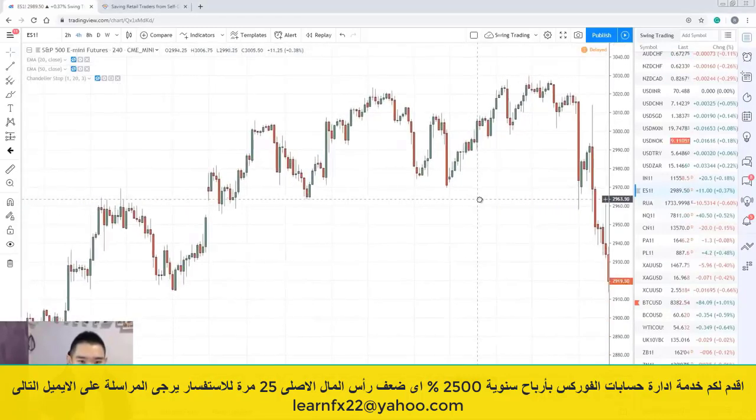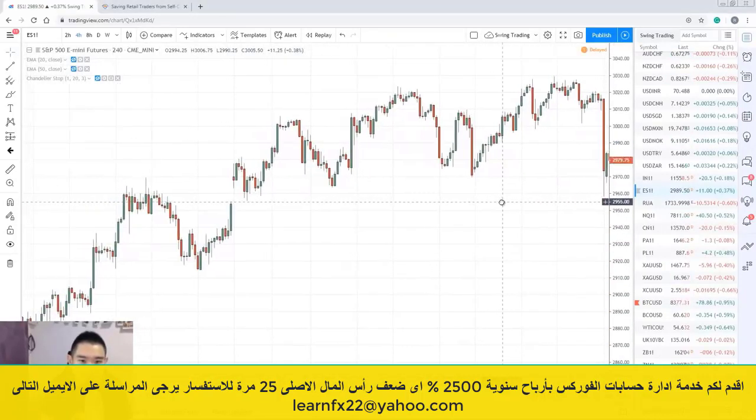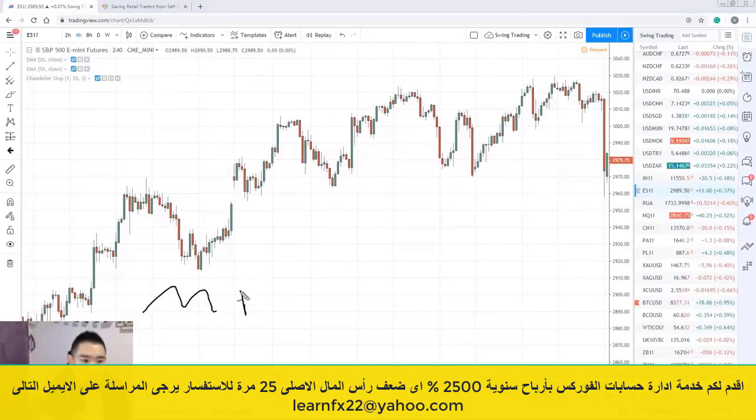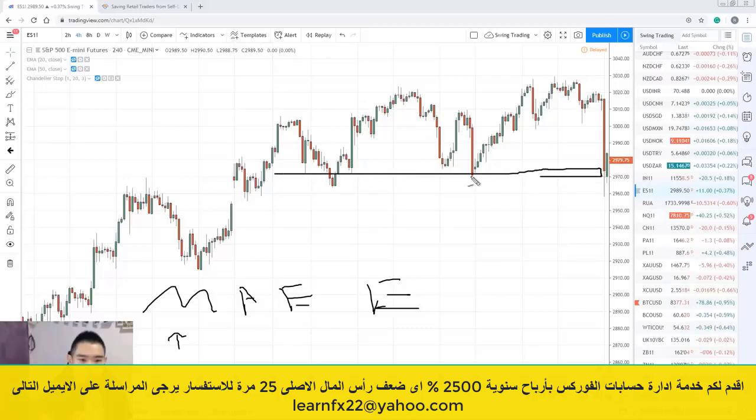Another one here. This may or may not be a winning or losing trade, but you can see again, let's talk about market structure. MAEE. Market structure is up. Area of value at this area of support, right over here. So we just call it S.